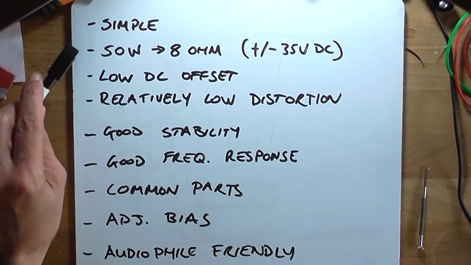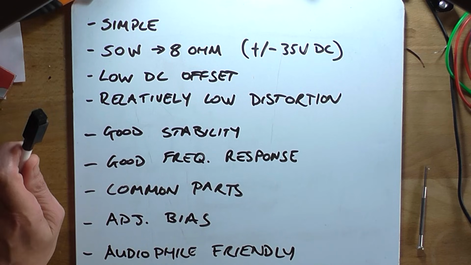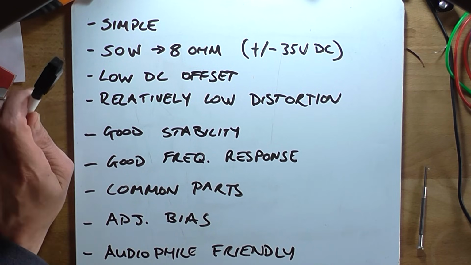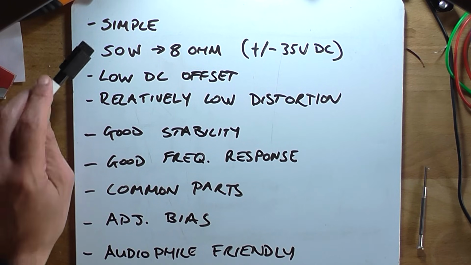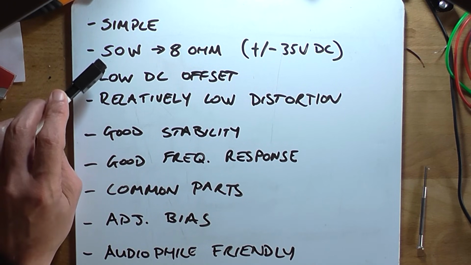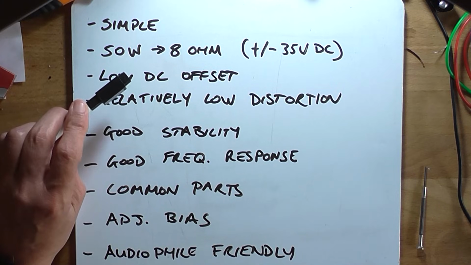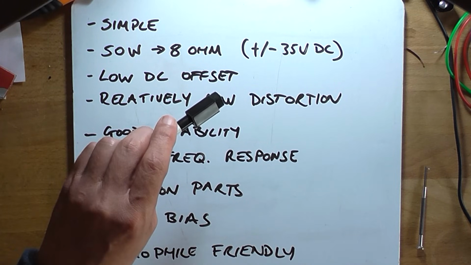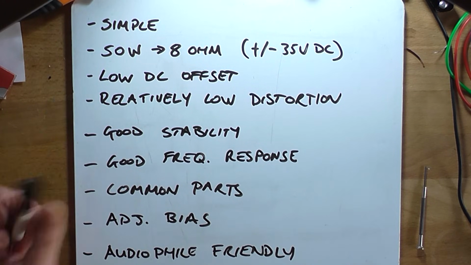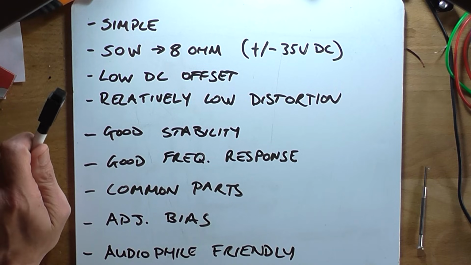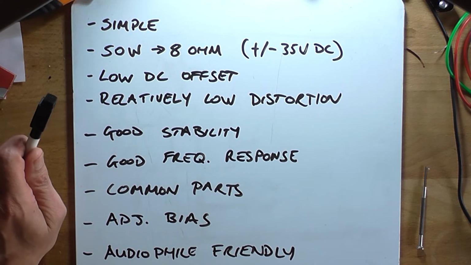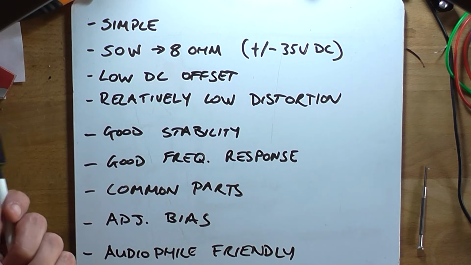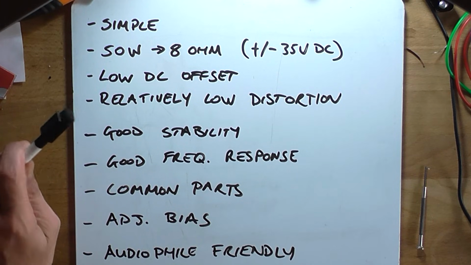Okay, so here's my list of prerequisites for this particular amplifier design. It has to be simple, so no overly complex circuitry, including in the input stage and voltage amplification stage. It has to be able to push at least close to 50 watts into 8 ohms at a voltage supply rail of plus minus 35 volts. Relatively low DC offset without having to add an offset servo, which may have to be implemented in the end or not, I don't know.